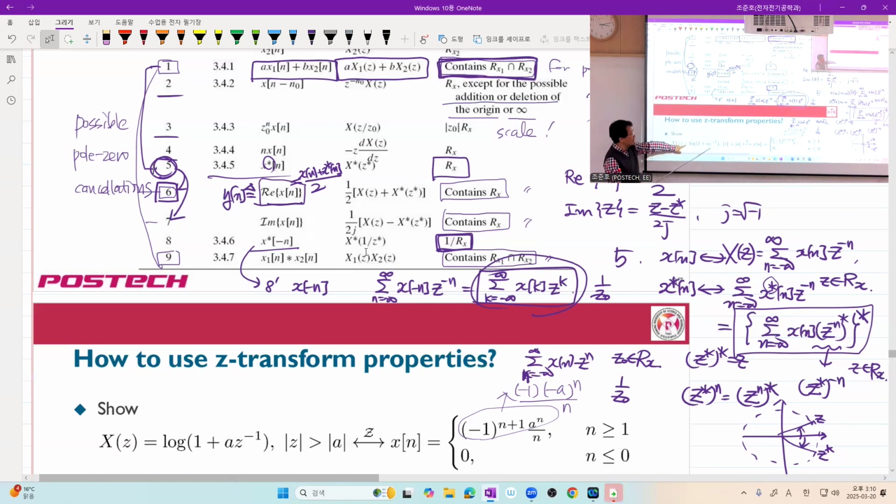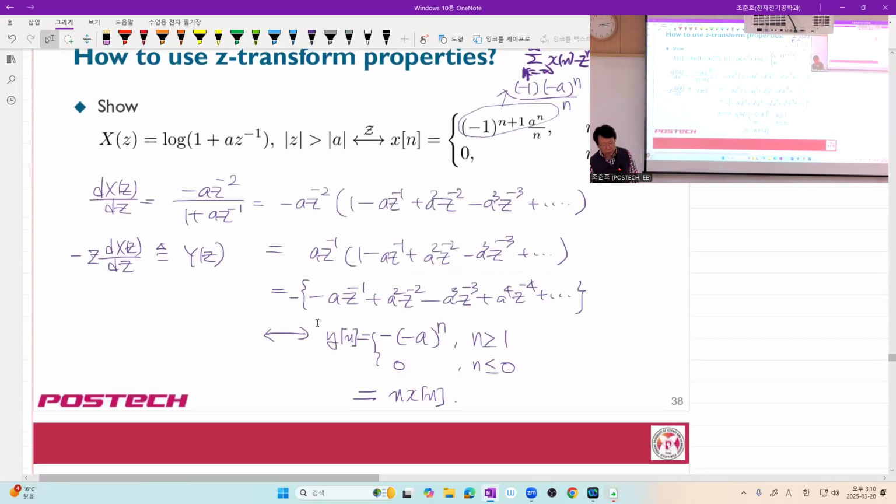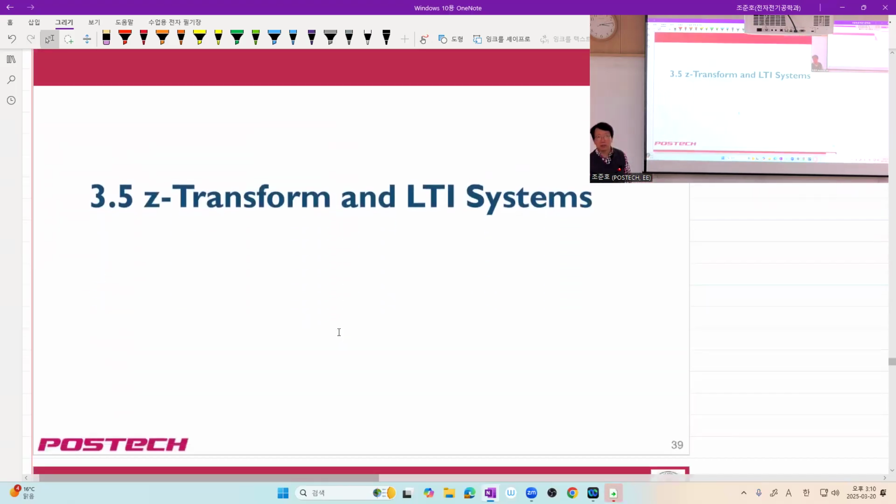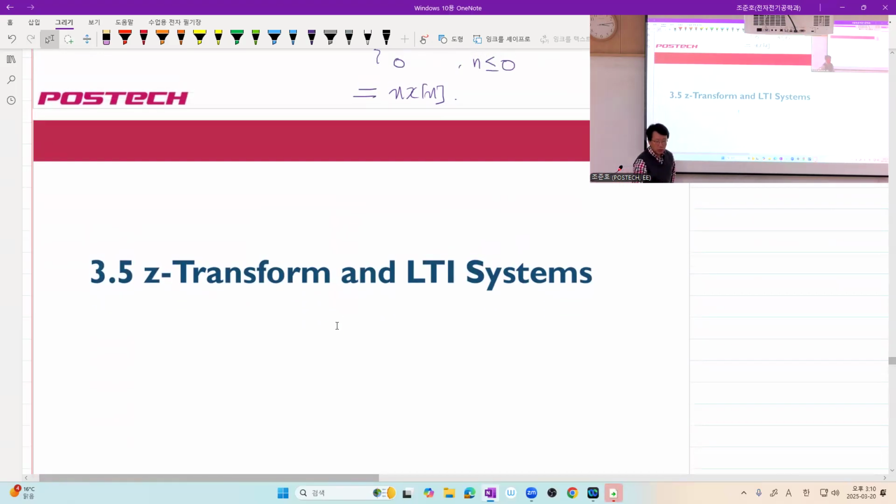So you differentiate, then you have negative a z to the negative 2 divided by 1 plus a z inverse. And then you multiply z and do some more algebra to get the same result. Got it? Okay, here goes section 3.5 so that you can do the Fibonacci sequence problem. So far, we mostly focus on Z transform. And Z transform just does what? Conversion of a discrete time signal or sequence into an algebraic equation, right?